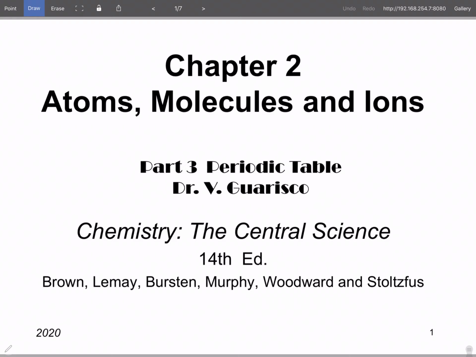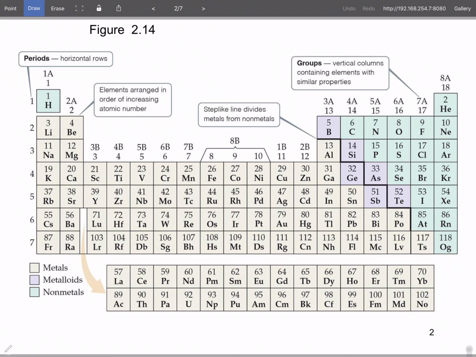With atoms and the arrangement of the periodic table. This is the periodic table. This is a figure out of your text. Notice that on these we have the atomic numbers. So that's your atomic number, which tells you the number of protons.